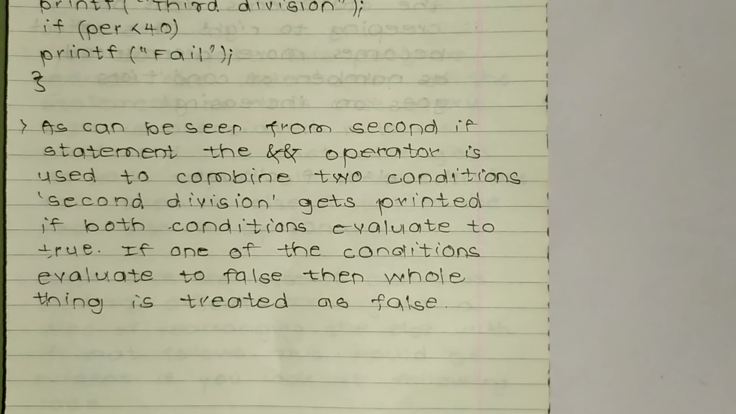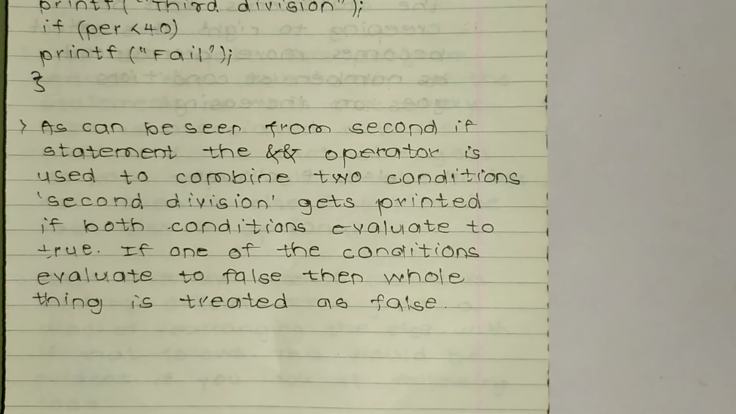As can be seen from the second if statement, the and operator is used to combine two conditions. Second division gets printed if both conditions evaluate to true. That means from the second if statement we can see that the and operator is used to combine two conditions, that is, percentage is between 50 and 60. So it used the and operator to combine two conditions, and thus second division got printed if both conditions evaluate to true.